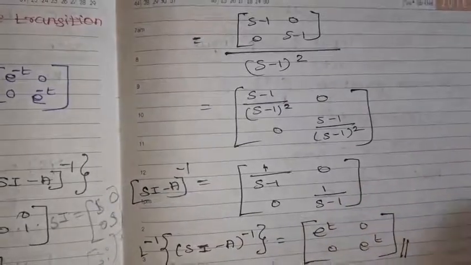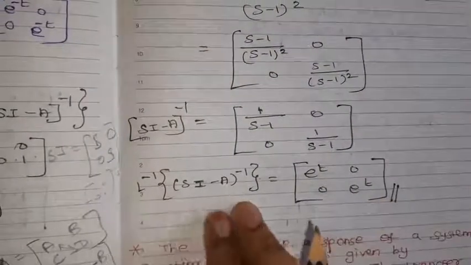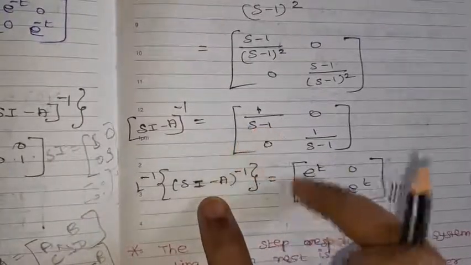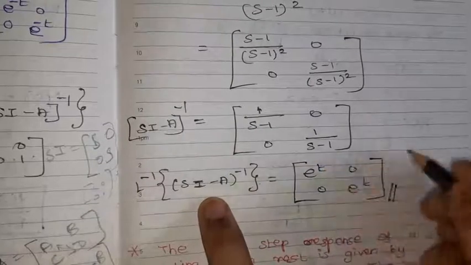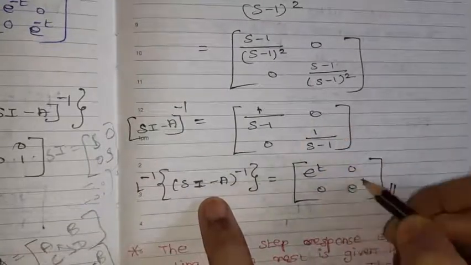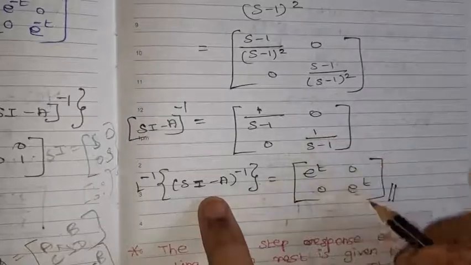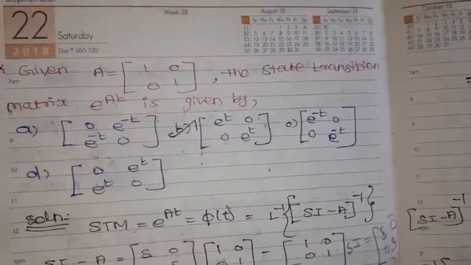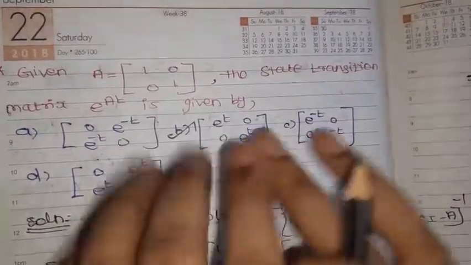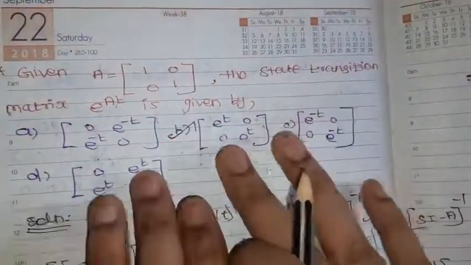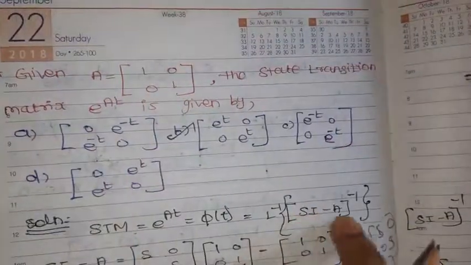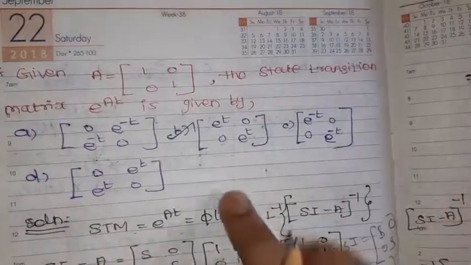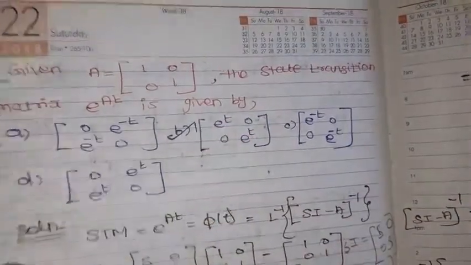Now we are going to take the inverse Laplace transform. Laplace inverse of this, what we will get? 1 by s minus 1, what is it? e power t. e power 1t, we will get for 1 by s minus 1. Again 0 for 0, 0, 0. Here again e power t, okay. So this is the answer. So whenever asked to find the state transition matrix, this is the formula, Laplace inverse of (sI minus A) the whole inverse. We know this, there is no doubt, we can solve very easily. So this is the answer.